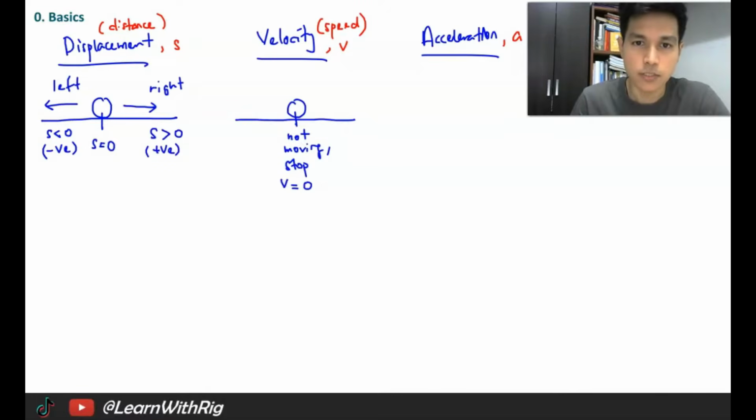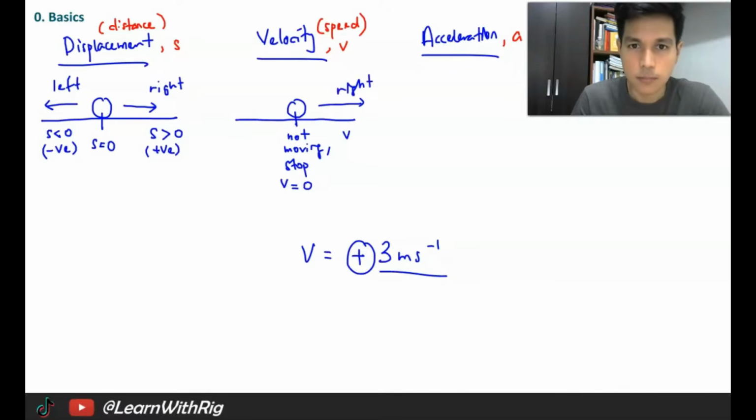Now what if you see a positive velocity, let's say positive 3 meters per second. Positive 3 means it is moving at this speed to the right. So if it's here to the right, v is more than 0. So it's positive.